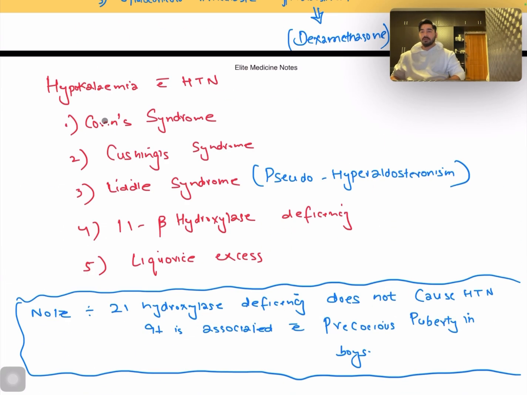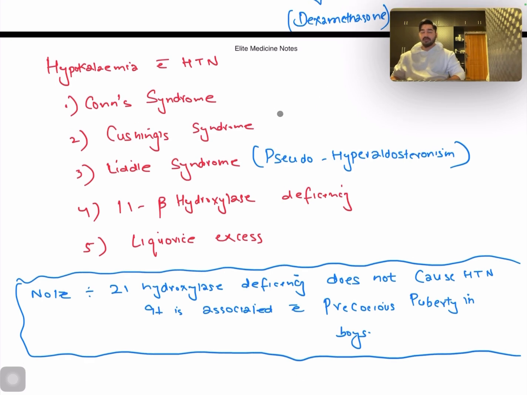Okay, so now you know how to diagnose Conn syndrome. We will do the investigation renin aldosterone ratio. In that we'll see aldosterone levels will be increased and renin will be low.